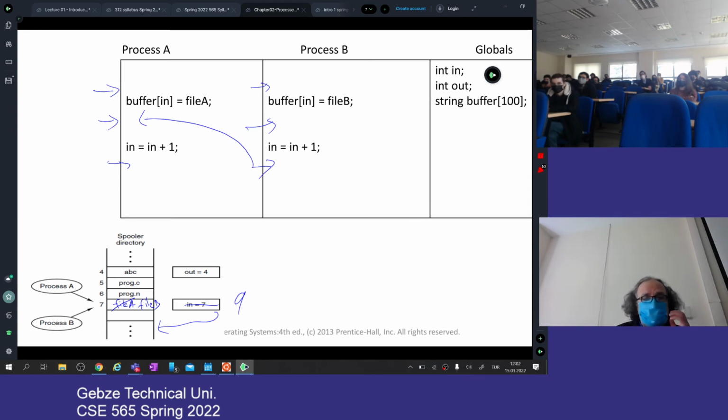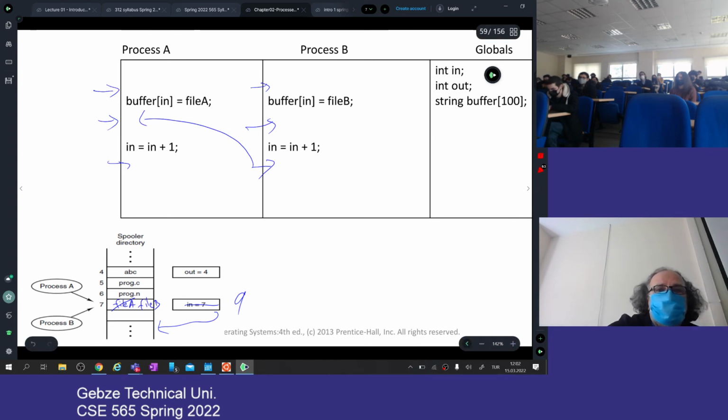So this is a race condition. Why do I call this a race condition? Well, the bad thing has happened, but that is not why it is a race condition. It is a race condition because the output of this whole thing, process A and process B running, depends on who is running first and when.